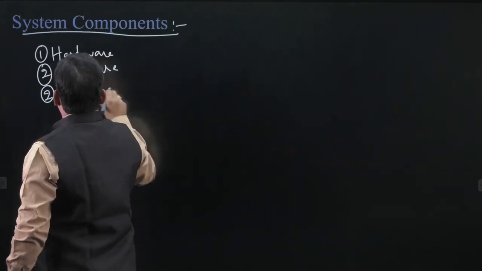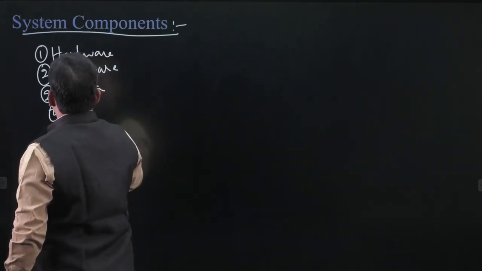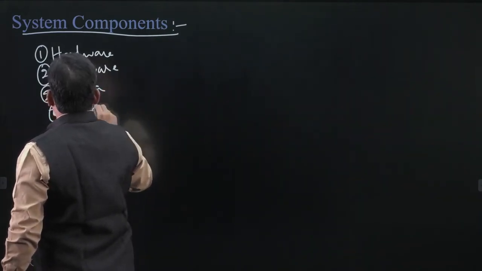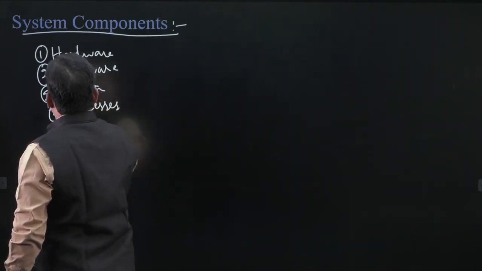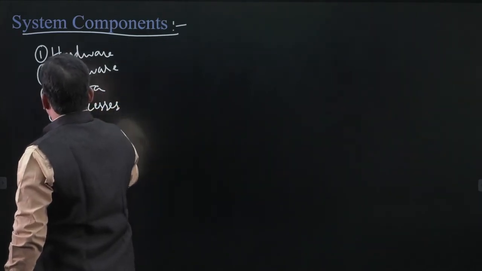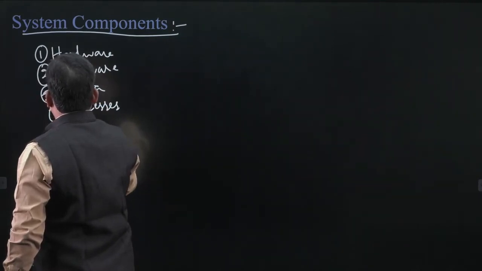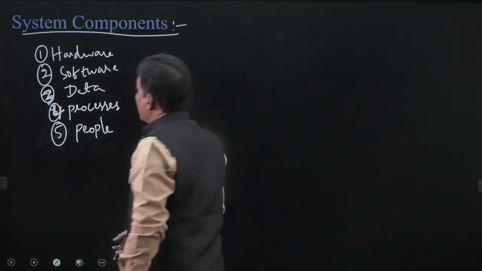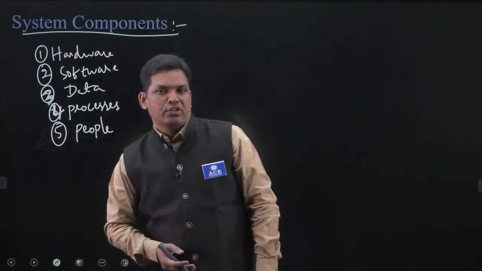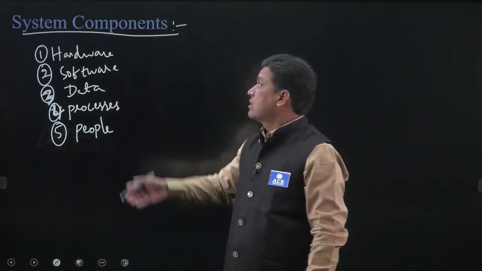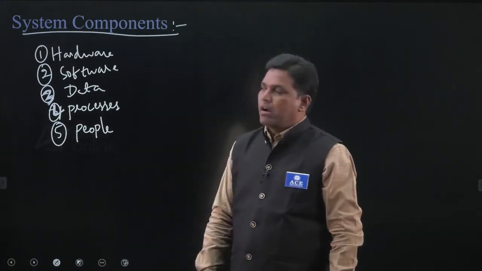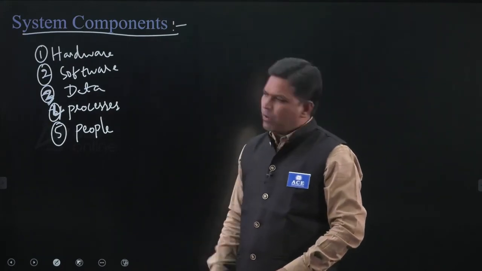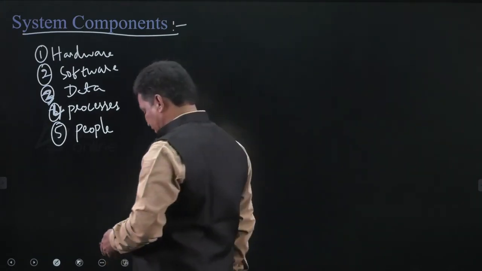One more component is data. One more component is processes, and one more component is people. So these are the various components of the software system. Any software system is a collection of components. The system components are classified into five: hardware, software, data, processes, and people. About these we'll discuss briefly.